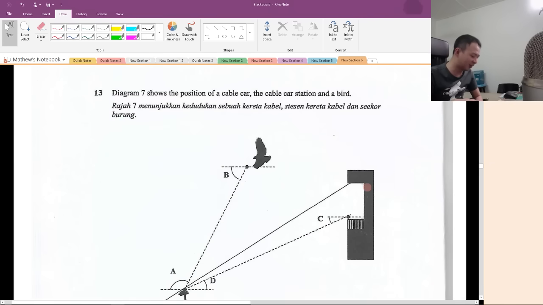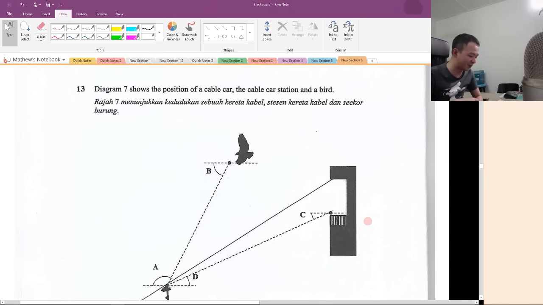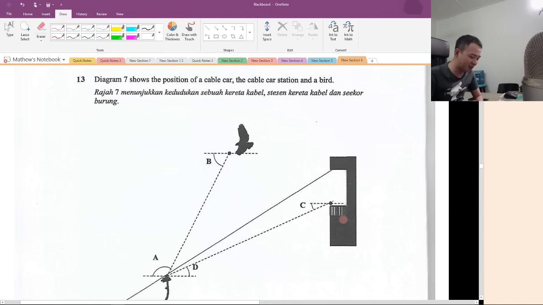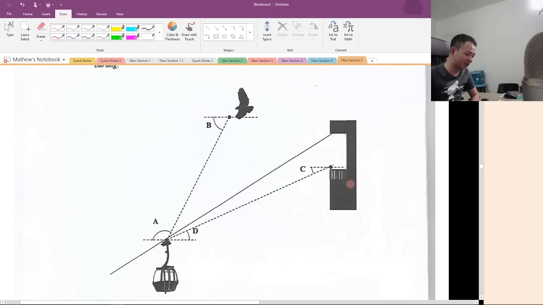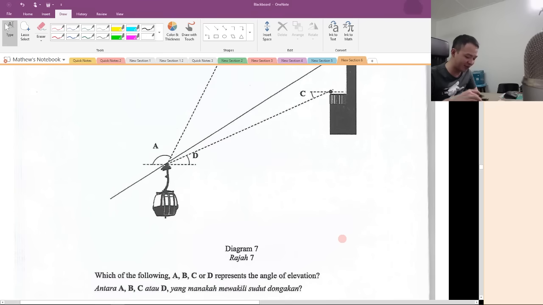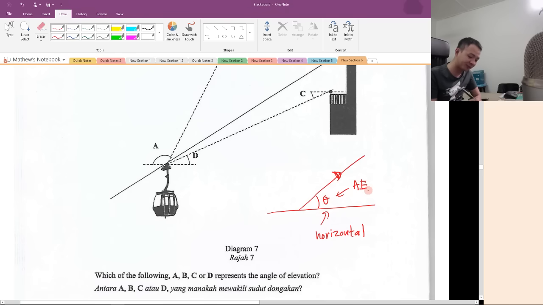Okay, so let me move on to the next chapter. If not, I cannot finish this paper. Okay, so Diagram 7 shows the position of the cable car, the cable car station and a bird. They ask which of the following, A, B, C, D, represents the angle of elevation. Angle of elevation basically means it must be from the horizontal line. This is the horizontal line, and then you look upwards. So this is the angle of elevation.